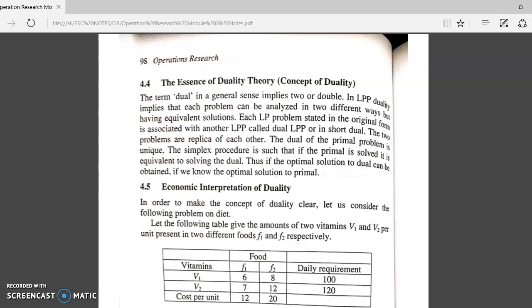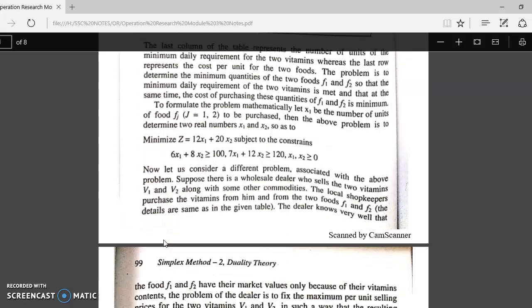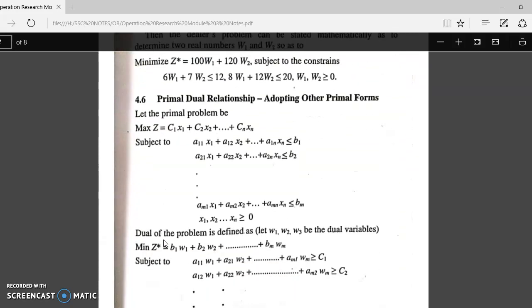Today we start with the last module of operation research. In that, initially there are some theoretical concepts. You just go through this. Then we have the problems based on converting the given linear programming problems, that is LPP problems, into dual problems.